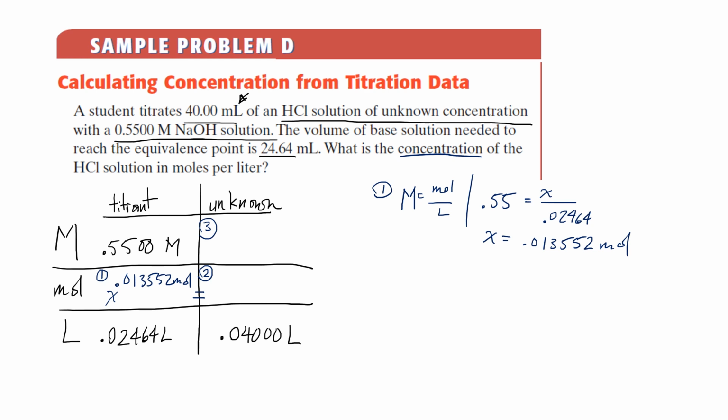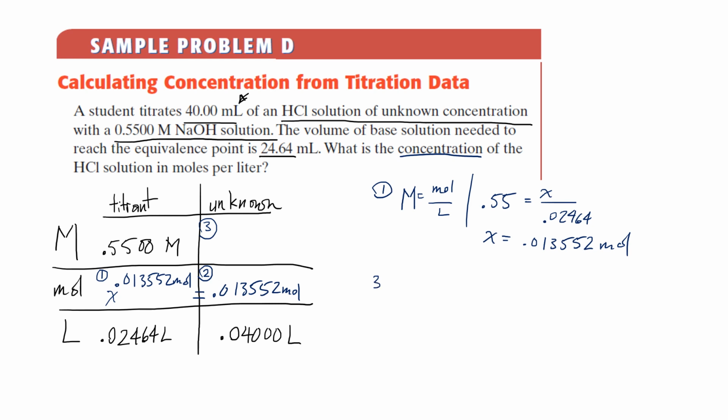And because we're at the equivalence point, we know that these two moles are going to equal each other. The moles of the OH and the moles of the H plus are going to be the same because the solution is neutral. So here, I'm going to write that here, 0.013552 moles.